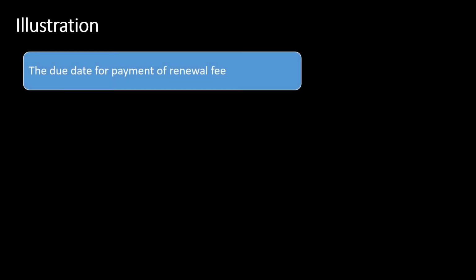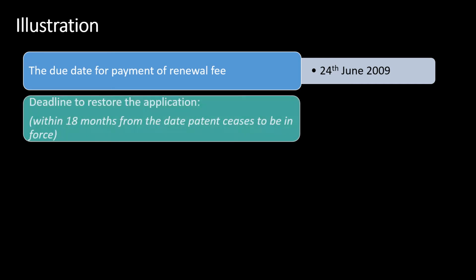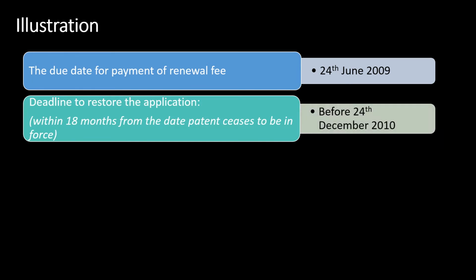Let's see this illustration. The due date for payment of renewal fee is 24th June 2009. And the applicant fails to pay renewal fee. As a result, the patent lapses and ceases to be in force. If the applicant wants to restore the patent, he shall make request to restore the patent before 24th December 2010, that is within 18 months from the date patent ceases to be in force.